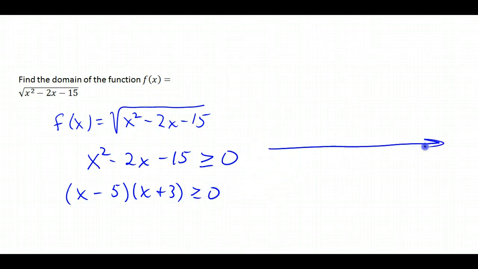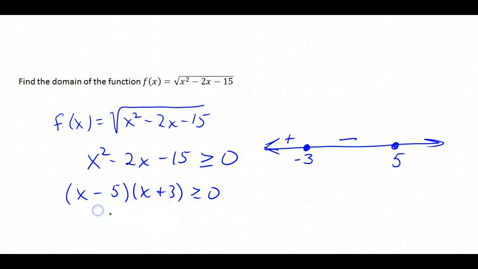And on the number line, that means it's equal to 0 at negative 3 and at 5. Let's pick a number to the left of negative 3, like negative 4. Negative 4 minus 5 is negative, and negative 4 plus 3 is negative, so that's positive. Pick a number between negative 3 and 5, like 0. 0 minus 5 is negative, and 0 plus 3 is positive. Negative times positive is negative. And finally, pick a number more than 5, like 6. That'll be positive and positive, which makes the whole thing positive.